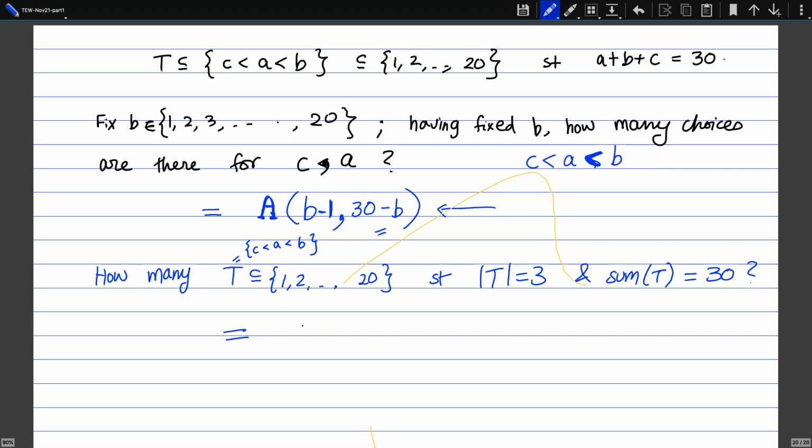Summation over B. Absolutely. Just summation over B. So I allow B to be all the different values. So these are all disjoint possibilities. And for each choice of B, I need to sum up the corresponding function value, which is A of B minus 1 comma 30 minus B. Okay, is this clear?